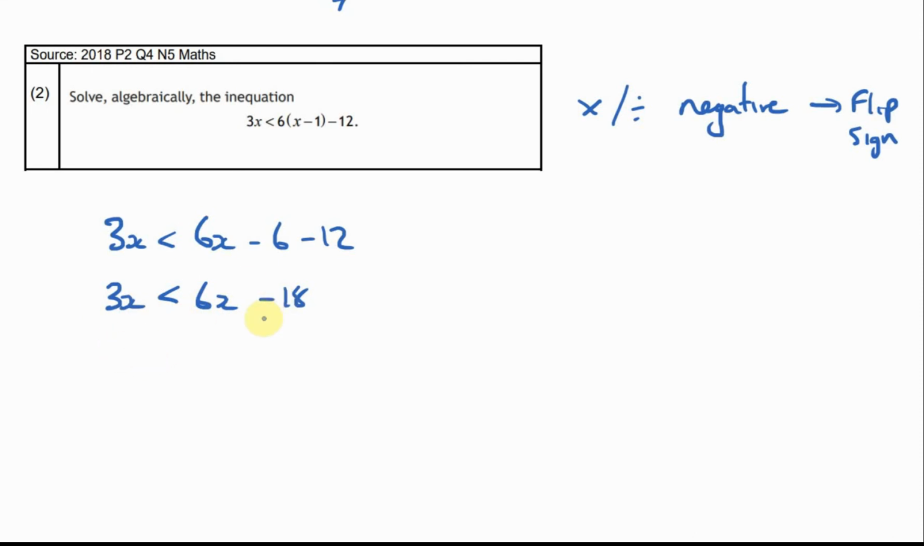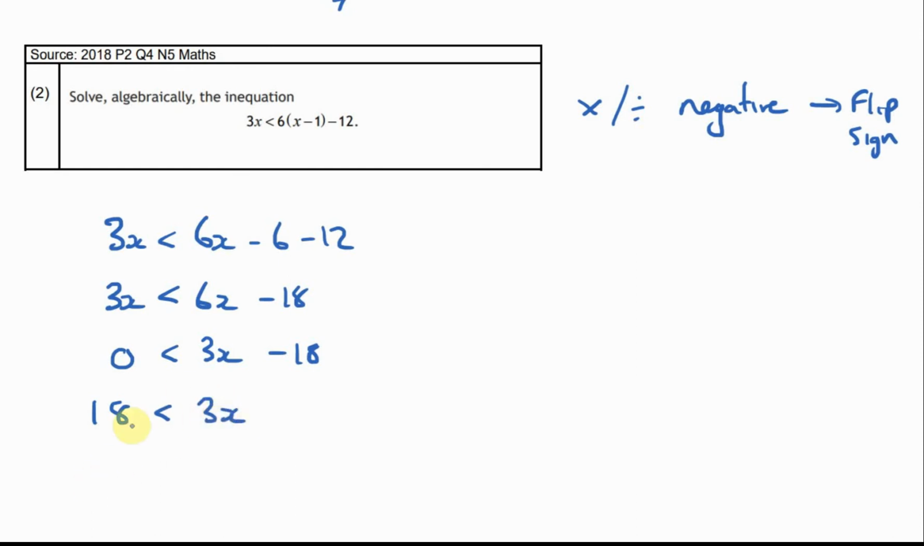So if I do that, I'll end up with 0 is less than 3x, take away 18, because what I've done here is I've taken away 3x from both sides. Okay, so right now it doesn't totally make sense, but that's okay. I will put the 18 to the other side, so we'll add 18 to both sides. So 18 is less than 3x.